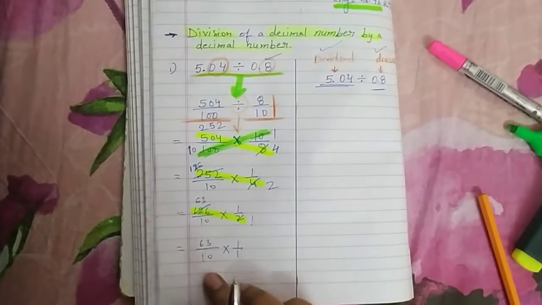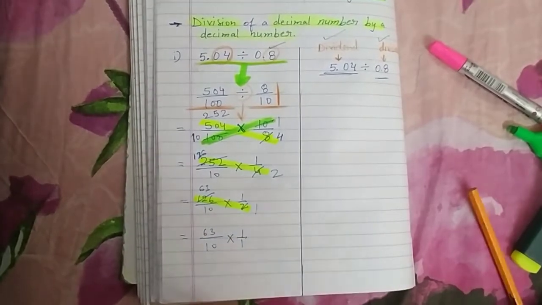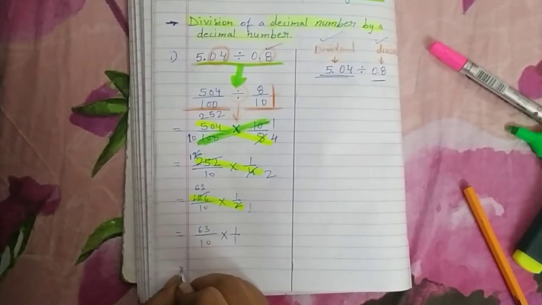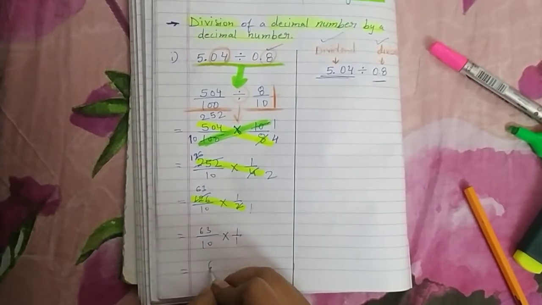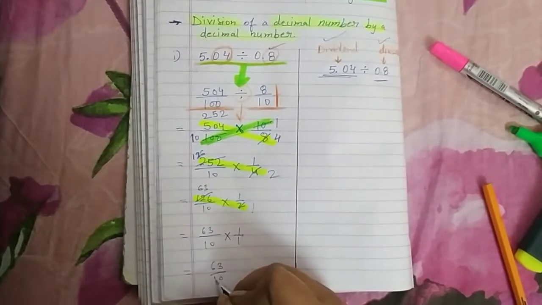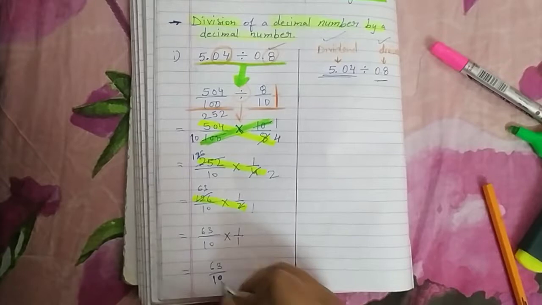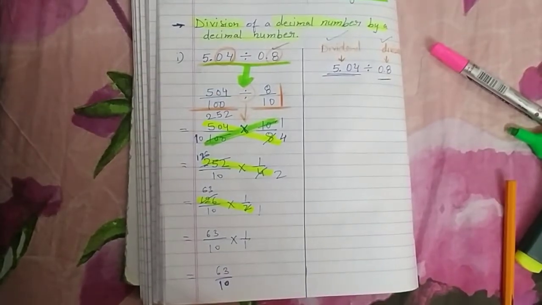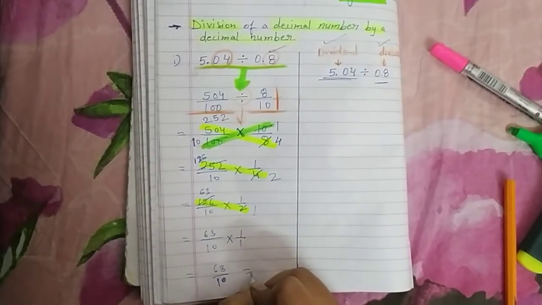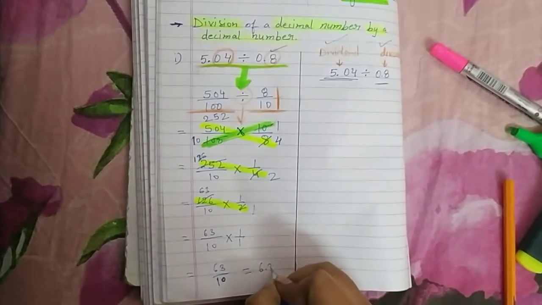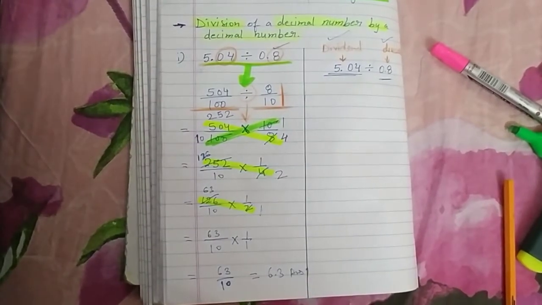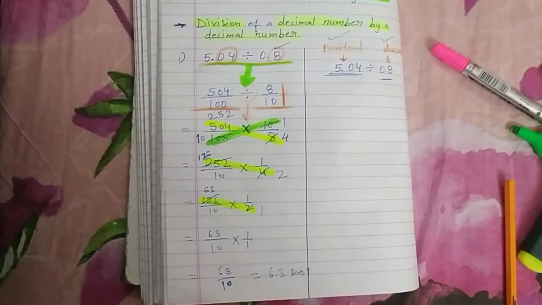Yes, this is clear. Now copy this: 63 upon 10 into 1 upon 1. Now children, after multiplying what will you be getting? 63 upon 10. This much is clear. Now children, we want the answer in what? Decimal. So change into decimal. What will it be? 6.3 is our answer. Clear? This is simple. This is the way we are going to do it.